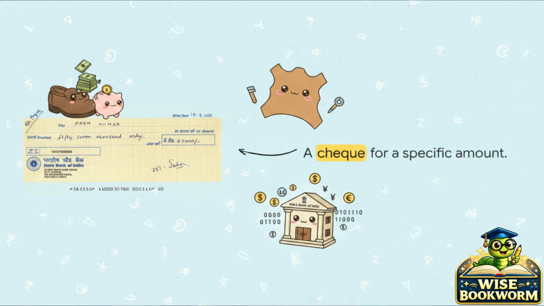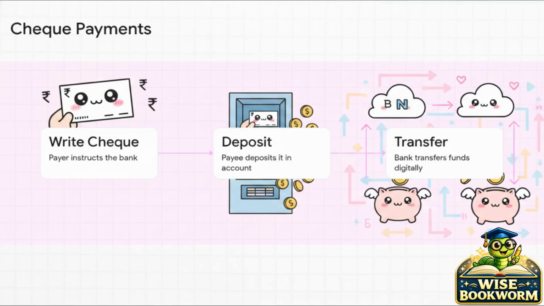Instead of lugging around a briefcase of cash, a shoe manufacturer named M. Salim can simply write a check to his leather supplier for, say, 57,000 rupees. Salim's actual physical cash stays completely safe in the bag, quietly earning interest. Now, because people can withdraw these funds on demand whenever they want, they're called demand deposits.